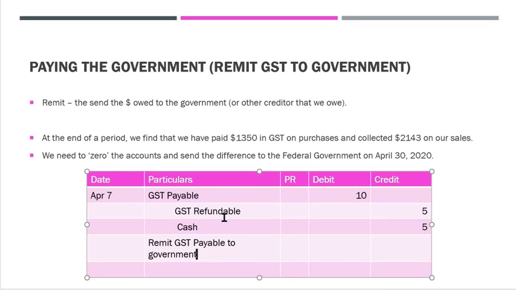So we always empty both accounts. GST payable will now be 0. GST refundable will be 0. And we've sent the cash to the government.